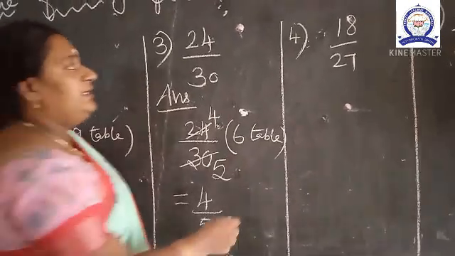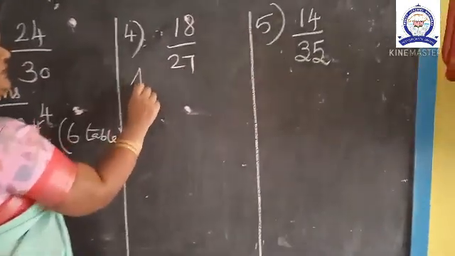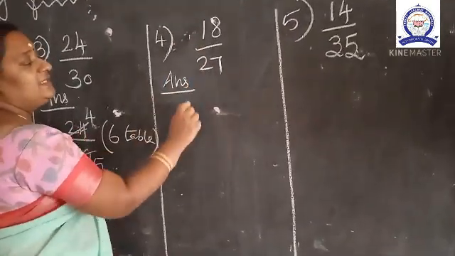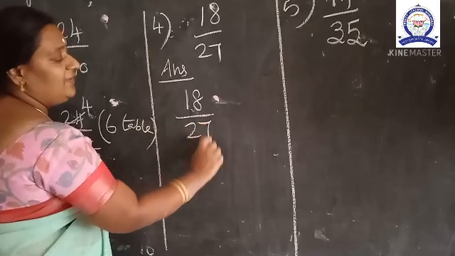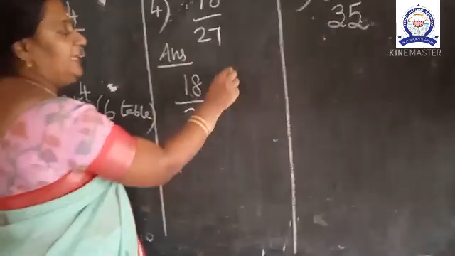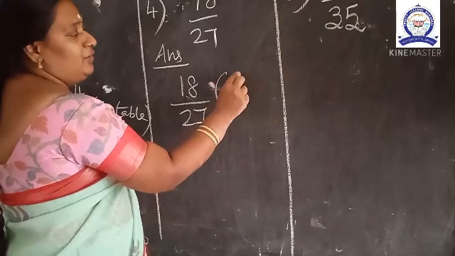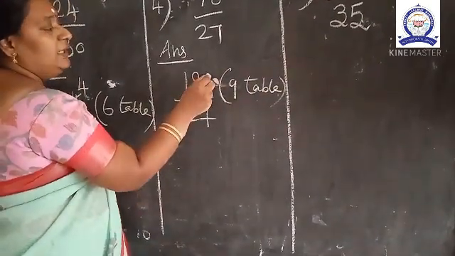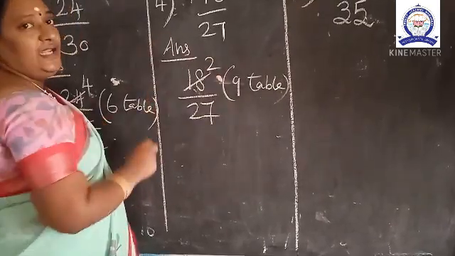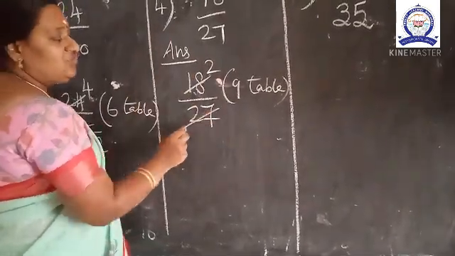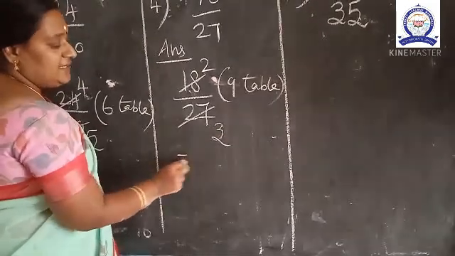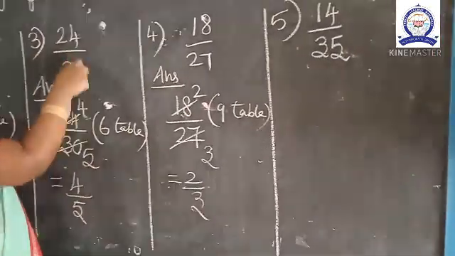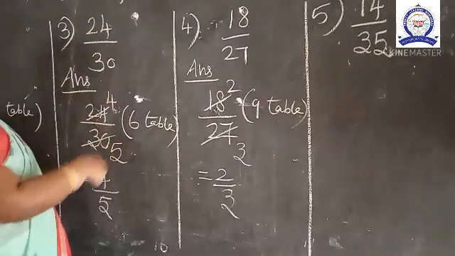Okay. Next, fourth question. 18 by 27. So 18 and 27 are in the 9 table and the 3 table. You cut using the biggest table. Okay, 9 table. 1 9 is 9, 2 9s are 18. So 18 cut, I have written 2. 3 9s are 27. That is equal to 2 by 3. Okay. So if you look at these two tables, it will be easy if you cut using the highest table.